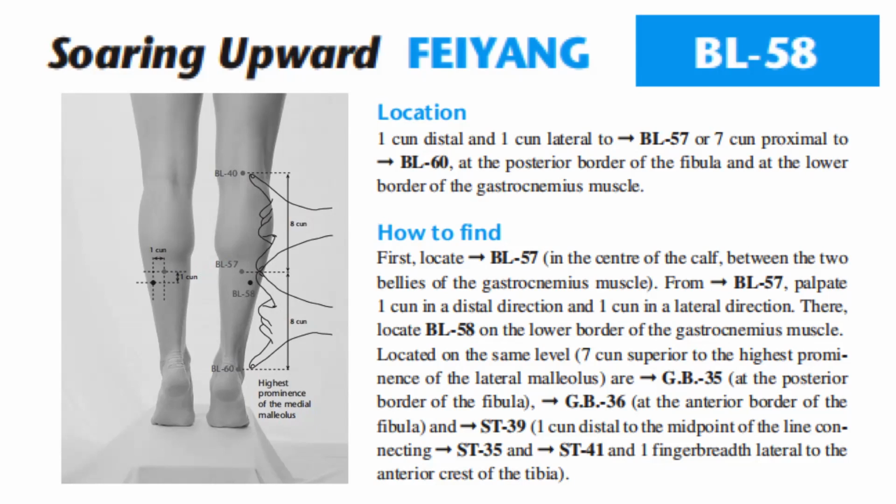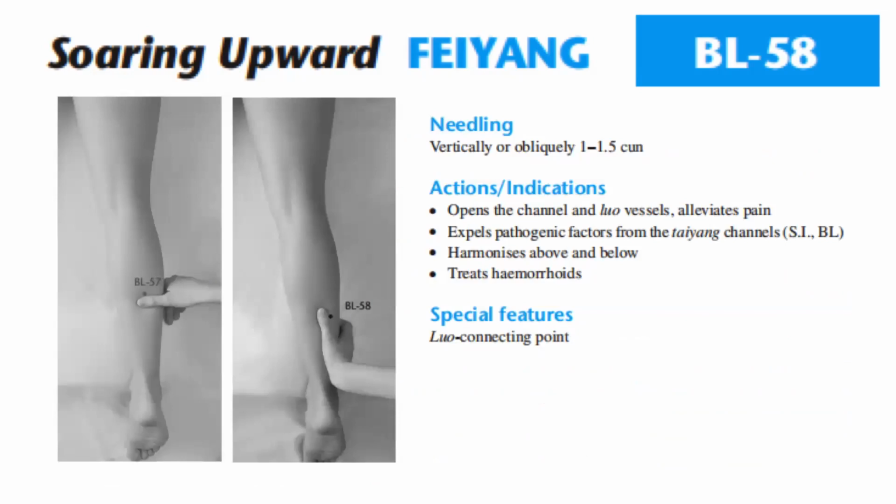Located on the same level, which is 7 tunes superior to the highest prominence of the lateral malleolus, are GB35 at the posterior border of the fibula, GB36 at the anterior border of the fibula, and stomach 39, which is 1 tune distal to the midpoint of the line connecting stomach 35 and stomach 41, and 1 finger breadth lateral to the anterior crest of the tibia. Bladder 58 is needled vertically or obliquely 1 to 1.5 tune.